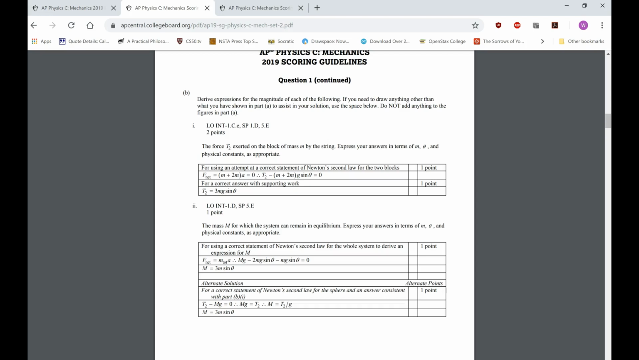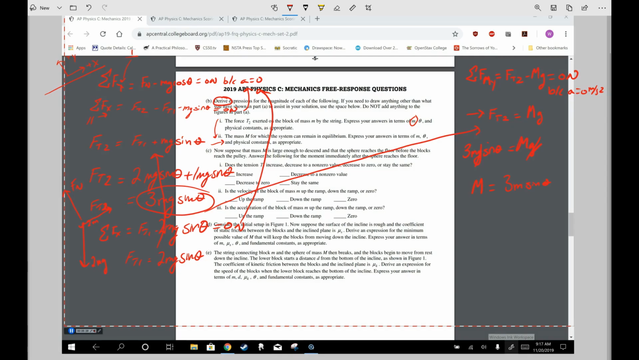Final point for part II, the mass capital M for which the system can remain in equilibrium, we need to express a correct statement of Newton's second law for the whole system to derive an expression for M. So saying, okay, the weight of big M pulling on one side must balance the weight times sine theta of the two blocks on the other side, and then solving. So notice if you use our method of defining your system in very useful ways, it's much easier to set this up. Otherwise, you have to do what I did, which is all this derivation work.